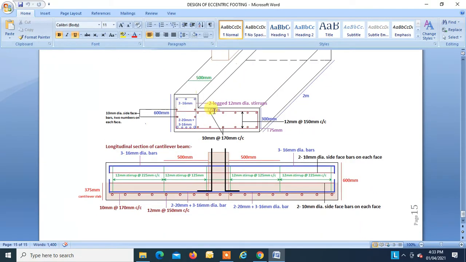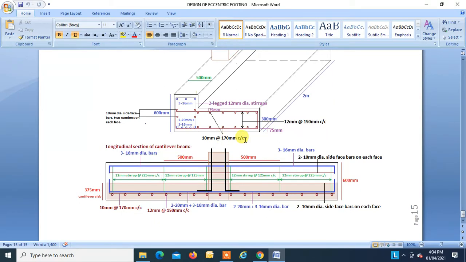So this is our main steel for the cantilever slab, that is footing, right? So this is what we are providing as 12 mm about 150 mm center to center, and these round dots are the distribution steel to be provided along the length of the footing at top and bottom both. This is to be provided at 10 mm about 170 mm center to center.